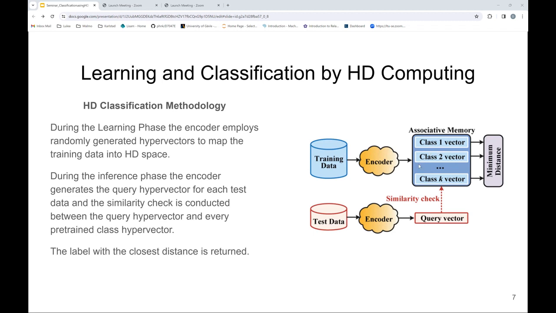During the inference phase, the encoder generates the query hypervector for each test data. Then the similarity check is conducted in the associative memory between the query hypervector and every trained class hypervector. The label with the closest distance is returned.